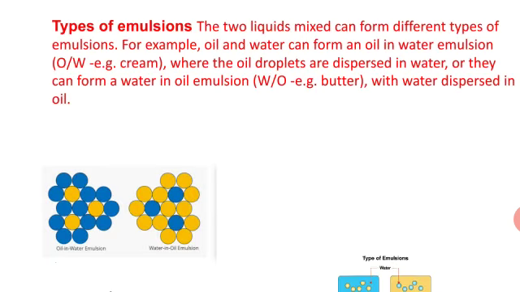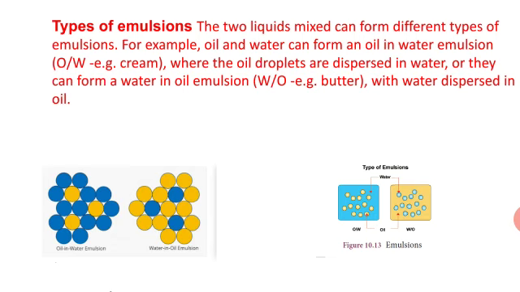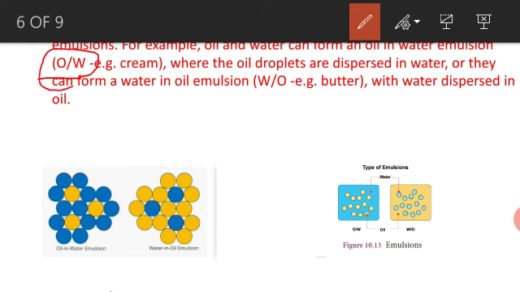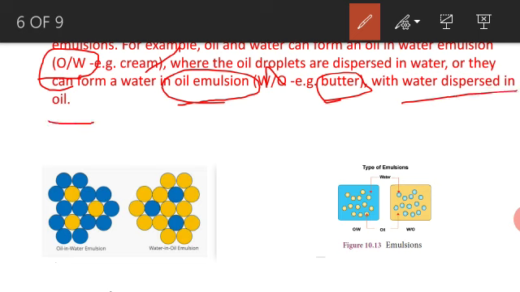Types of emulsion. The emulsion has two types. The two liquids mixed can form different types of emulsion. For example, oil and water can form an oil in water emulsion. Example, cream, where oil droplets are dispersed in water. Or they can form a water in oil emulsion. For example, butter, with water dispersed in oil. You see here, this is the example.